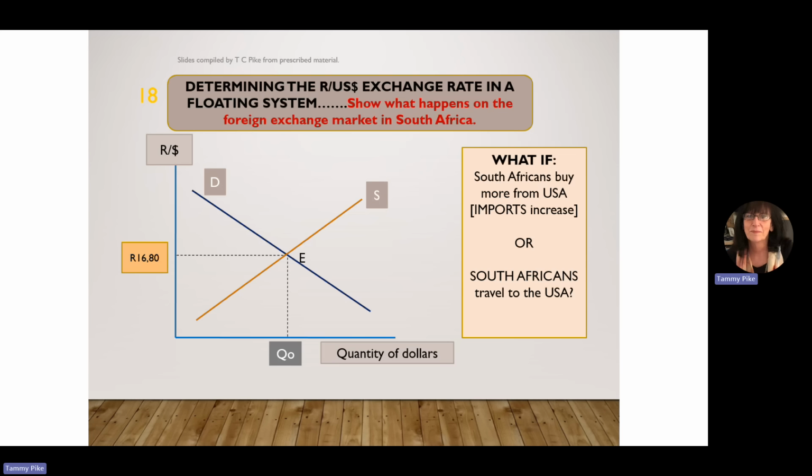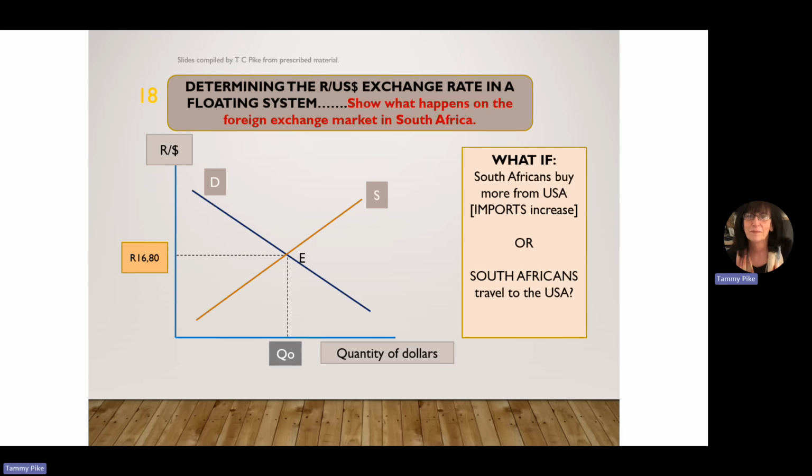So there we see our D1, and we see our equilibrium position. It has changed, and then we read our graph. What has happened to our equilibrium position? Remember to show me this. Our value, or the price rather, of the dollar in rand terms has increased. So we are now paying more for our dollar. So let's go 17 rand for our dollar. That means that the rand has depreciated against the dollar, and the dollar has appreciated against the rand.